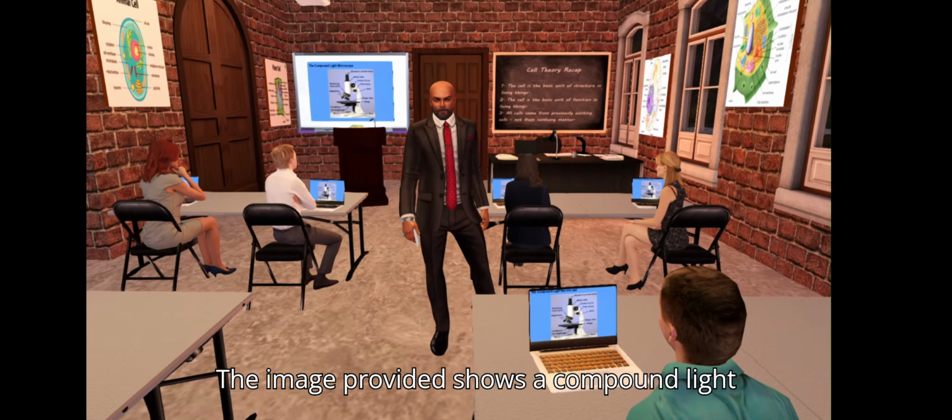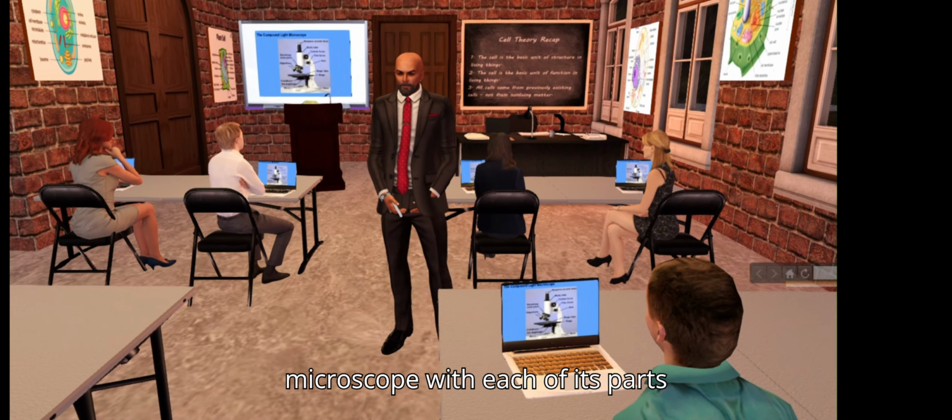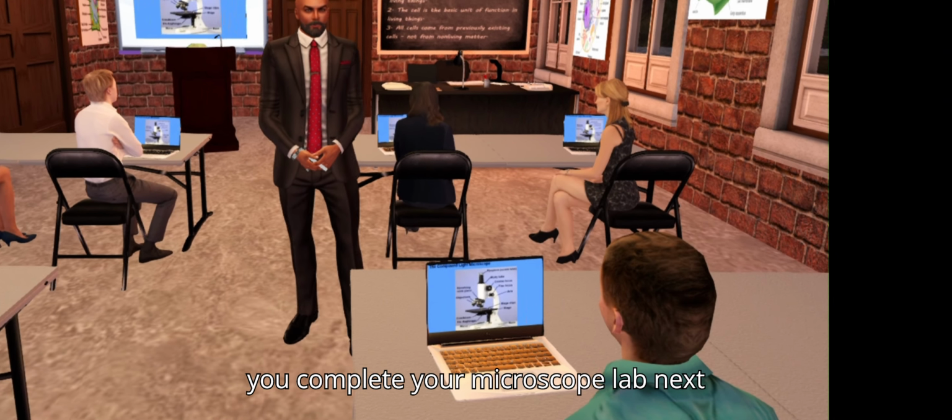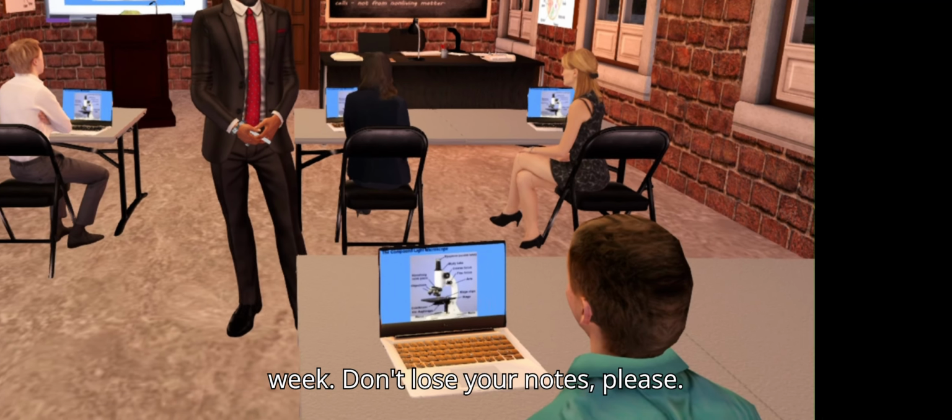The image provided shows a compound light microscope with each of its parts labeled. You will need this diagram when you complete your microscope lab next week. Don't lose your notes, please.